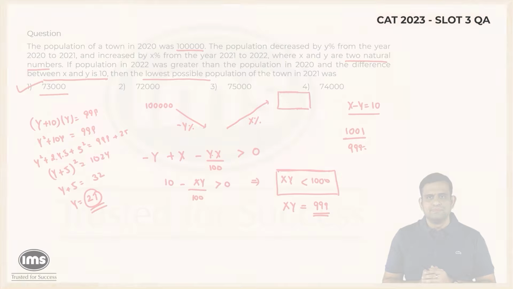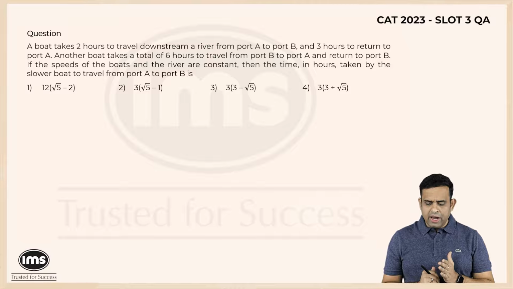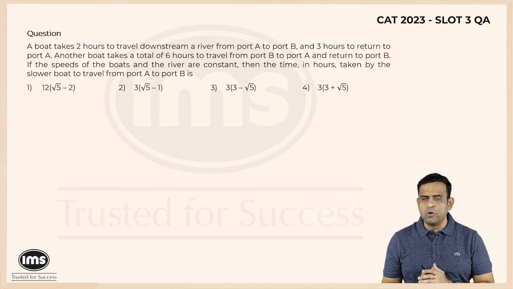These two numbers can again establish a sort of connect, and one can choose this number 73,000 in a slightly faster manner. In the next sum, it is given that a boat takes 2 hours to travel downstream a river from port A to port B and 3 hours to return to port A. Another boat takes a total of 6 hours to travel from port B to port A and return to port B. If the speed of the boat and the river are constant, then find the time in hours taken by the slower boat to travel from port A to port B.